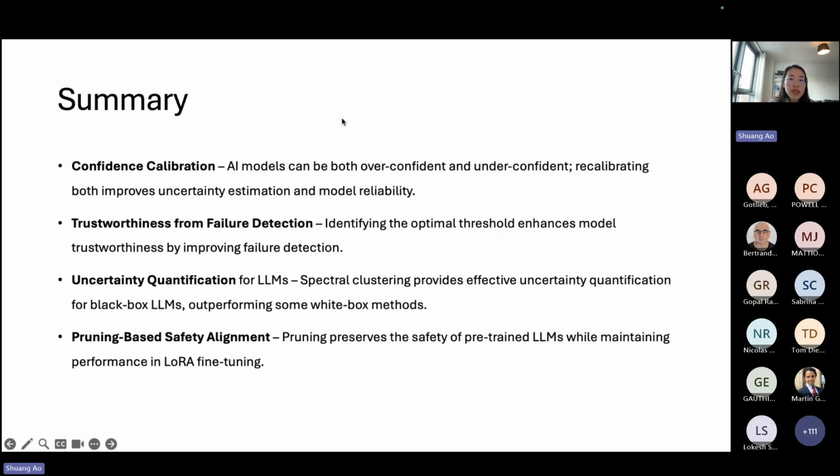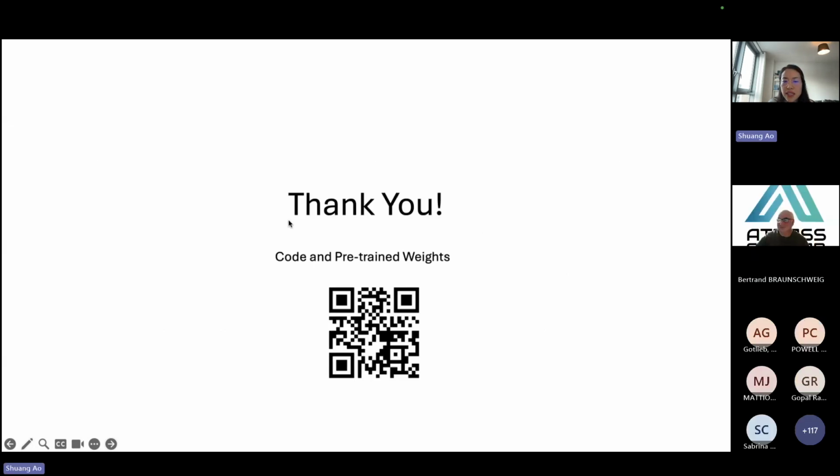So for the summary of the talk, for my work, we have looked into the confidence calibration to tackle both sides, and also the automatic failure detection to make the model more reliable and trusted, and then the uncertainty quantification for the large language model, both in the black box way and in the fine-tuning way, to make the model have better safety alignment. And here is our code and the pre-trained weight. Thank you for your listening.